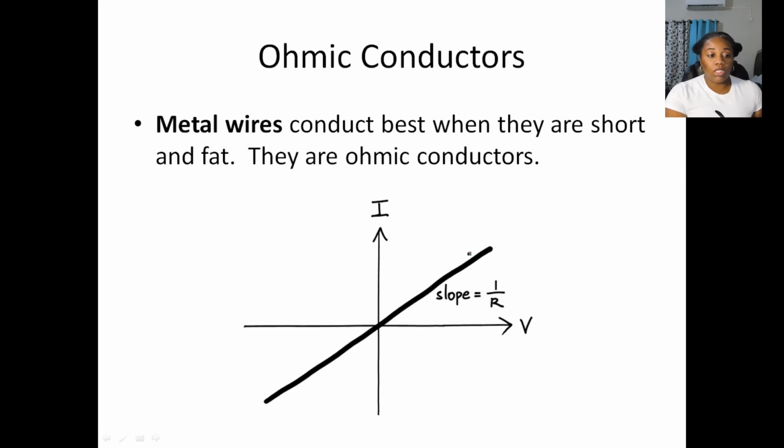Ohmic conductors may be metal wires. They conduct best when they are short and fat. So the fatter they are, the less resistance to the electrons passing through, more space for a lot of electrons to pass through. And these are called ohmic conductors, and you will get a straight line graph like this passing through the origin called 0. See the origin right here? This is the origin.